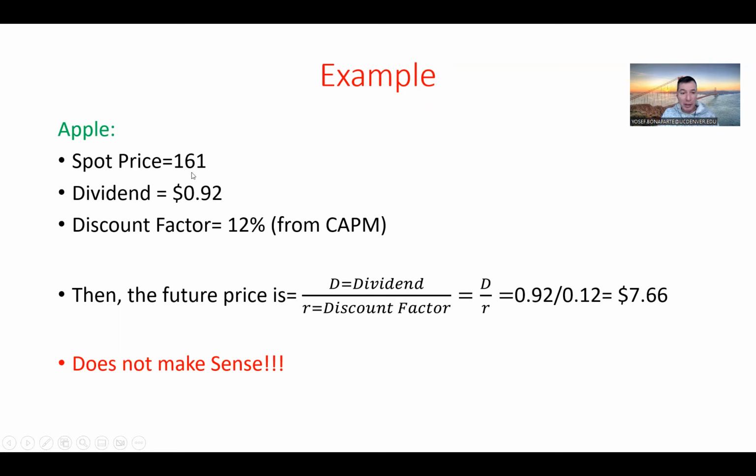This is data from Apple. The price of Apple now is 156, 155, and the computed price of 7.66 doesn't make sense. So something is wrong with the model.